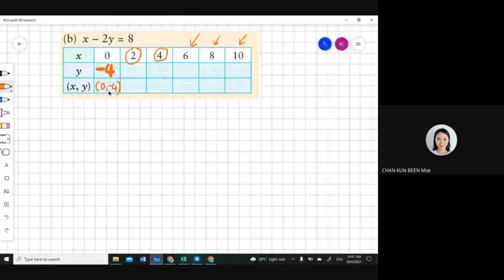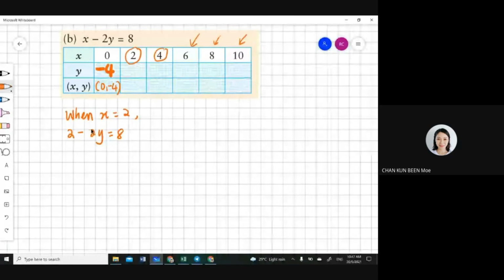So the x is 2. I'm going to substitute the 2 into the x here. Which means you just write down when x equal to 2. So 2 minus 2y equal to x. You copy down everything from the equation given. Only the thing is you substitute the x with 2.